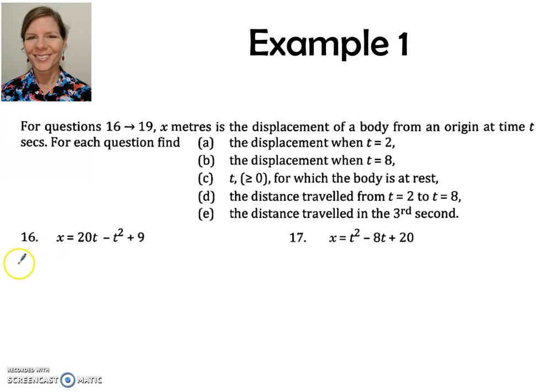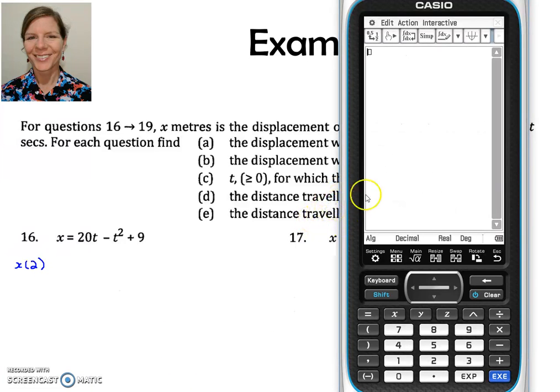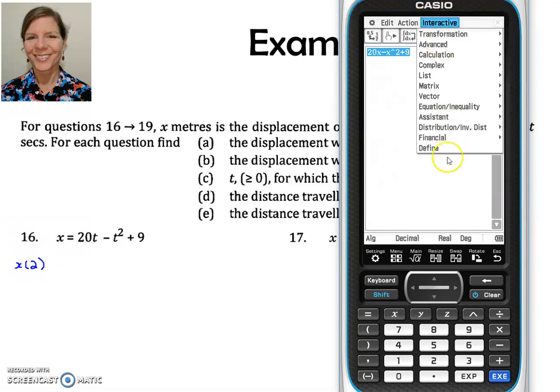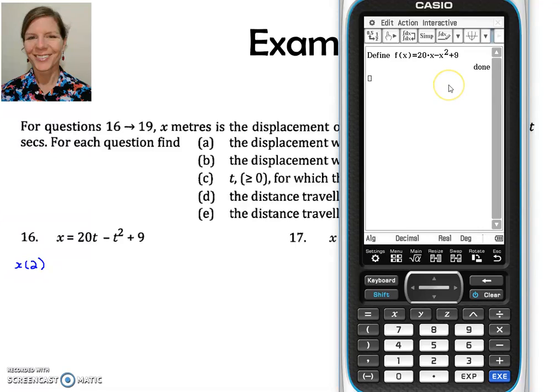Okay, so let's have a look at the first one. The first one's pretty straightforward. You're just finding x(2). Now this is easiest to do on your ClassPad because you can define this variable and this makes it easy. So it's just 20x minus x squared plus 9, and then we define that as a function. Okay, cool. And then we can do f of 2, and that just gives me 45.